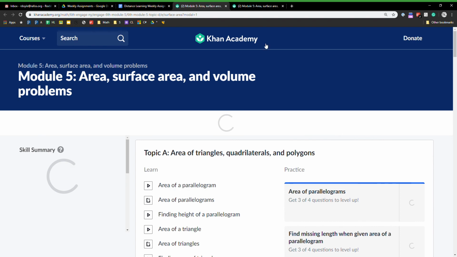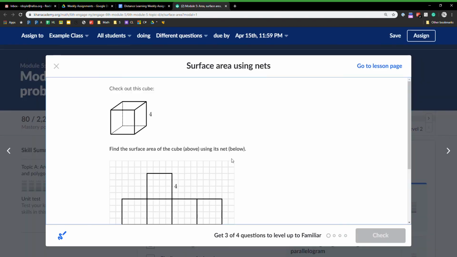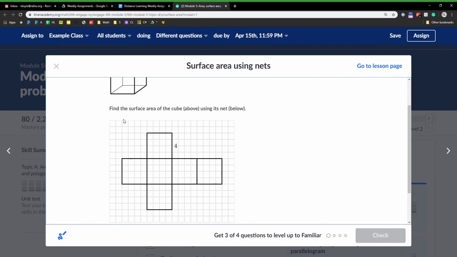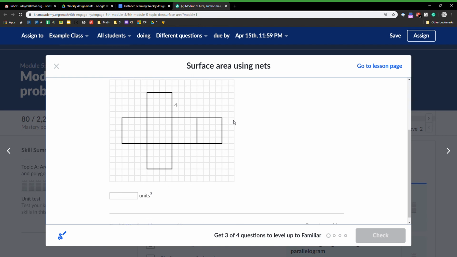So let's load that back up again. Sorry, I had to. Okie dokie. So check out this cube. Okay, cool. Find the surface area of the cube using its net below.